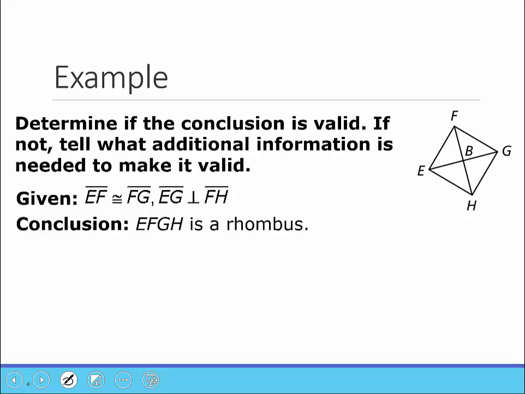So let's do an example. Determine if the conclusion is valid. If not, tell what additional information we need to make it valid. So they tell us that EF is congruent to FG, so this one here and this one here. And they tell us that EG is perpendicular to FH, so this right here. And then they draw the conclusion that EFGH is a rhombus.